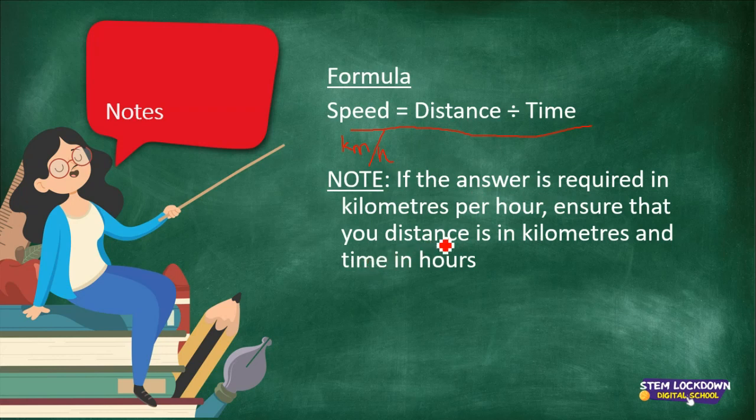ensure that your distance is in kilometers. To get units of kilometers per hour, I must make sure that my distance is in kilometers and my time is in hours. I think it's simple thus far. If they want your answer to be in meters per second, make sure that your distance is in meters and your time is in seconds.